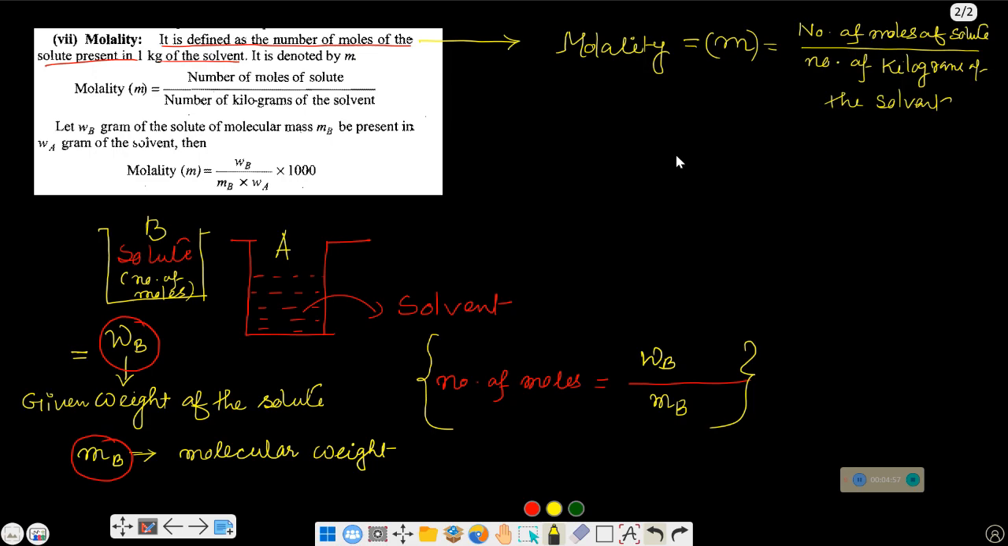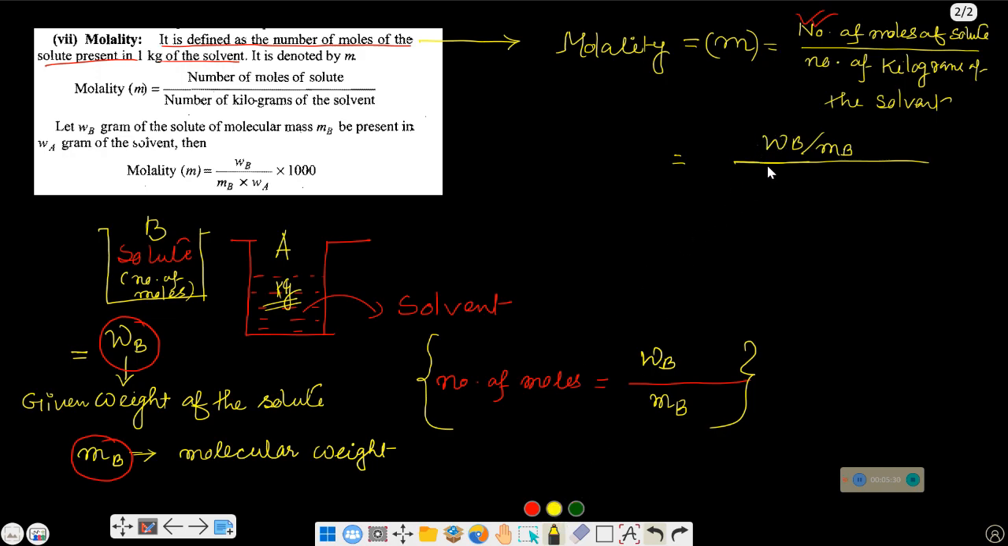So how much kilogram is there in the solvent? How much kg of the solvent? Solvent আমি কিহত লব লাগিব? kg ত লব লাগিব. And solute will be taken in terms of mole. How many moles, and we know how to find out the number of moles. So what will be the formula? The formula will be like this: Wb by Mb. So this is the number of moles in the above situation.